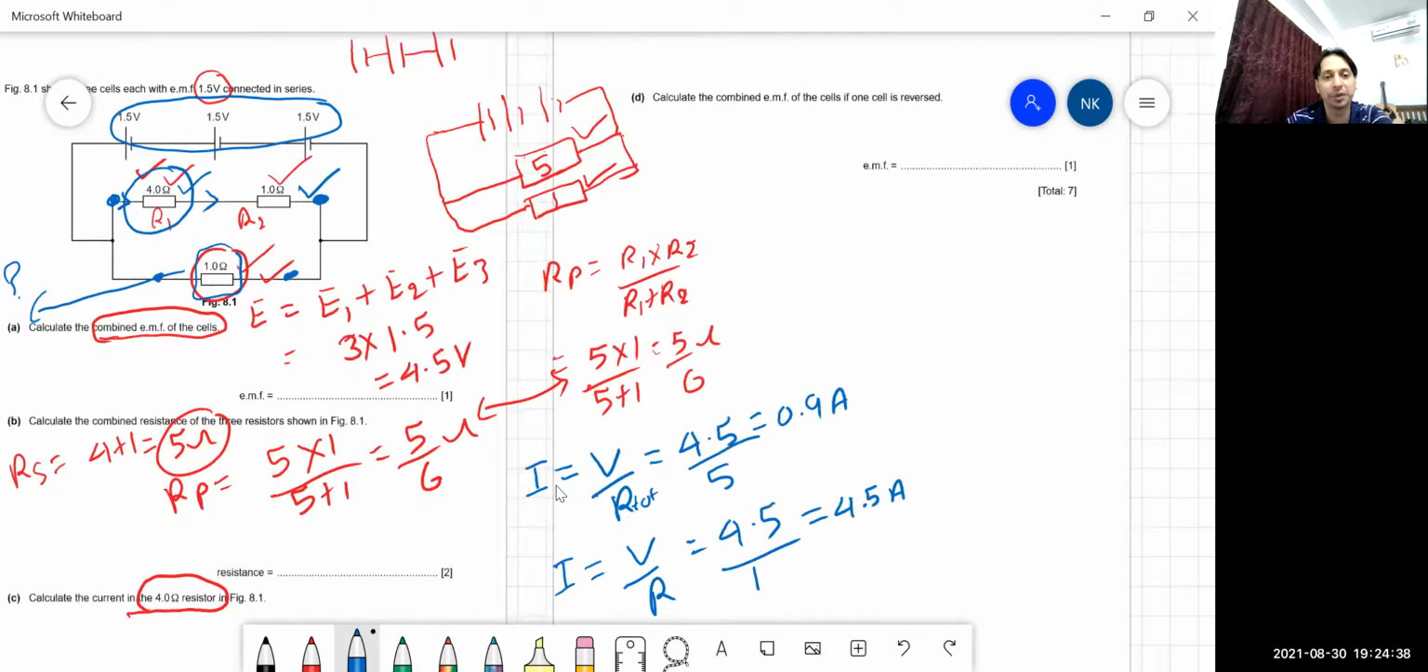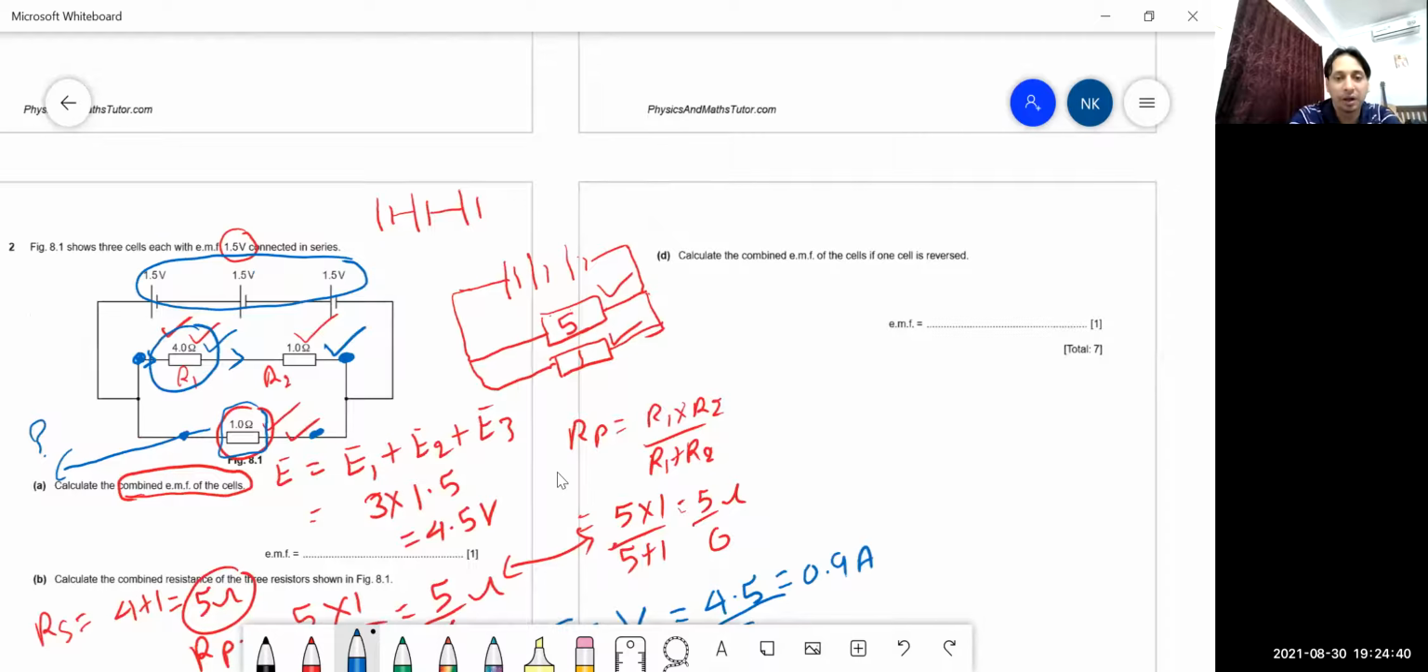One cell reversed means children that, let me draw these three cells here, positive negative 1.5 volt, then the second cell is positive negative 1.5 volt. Now they said one cell is reversed, let me reverse the third cell. It's up to you children, any one you can reverse. Reversed means that you have just changed the polarity of the battery, negative you made positive and positive you made negative. This is the third cell.